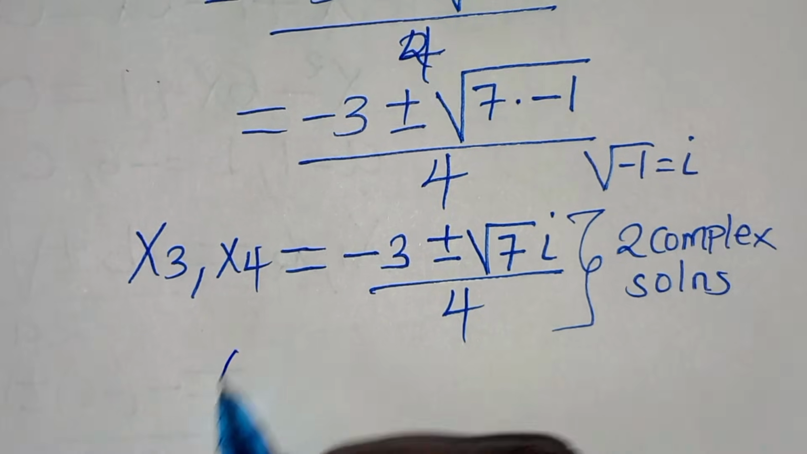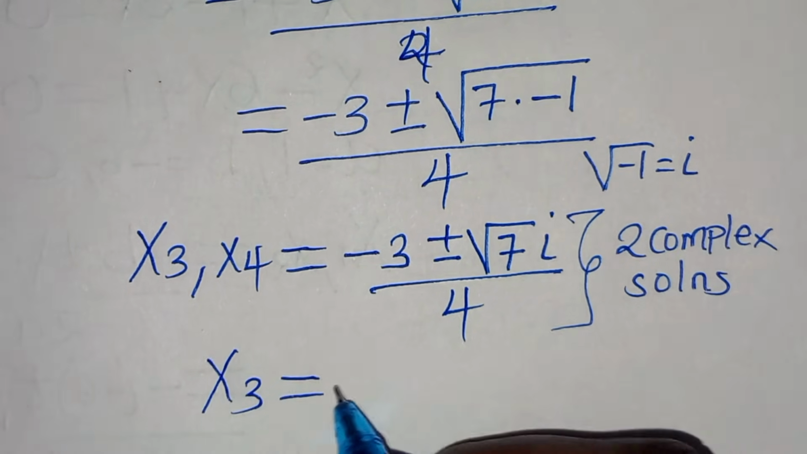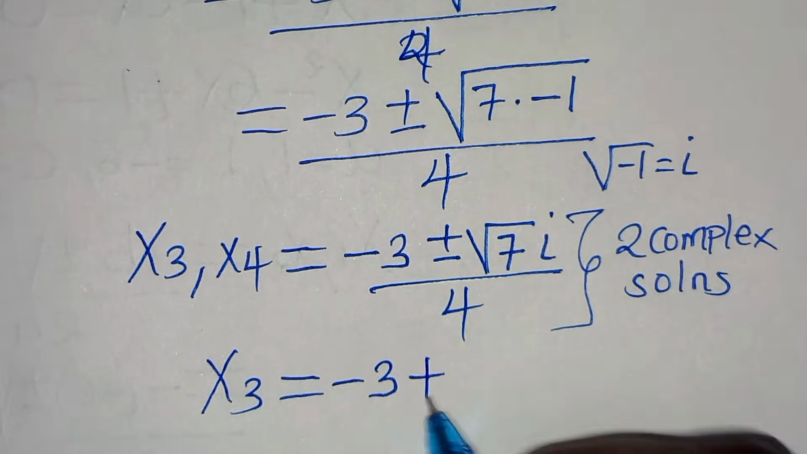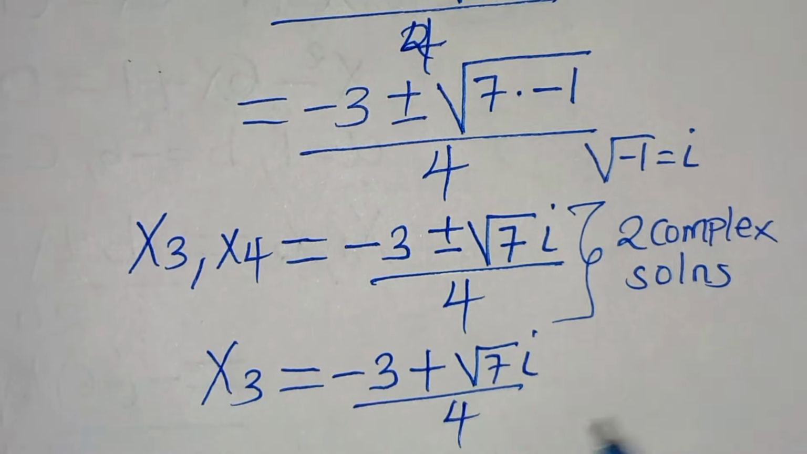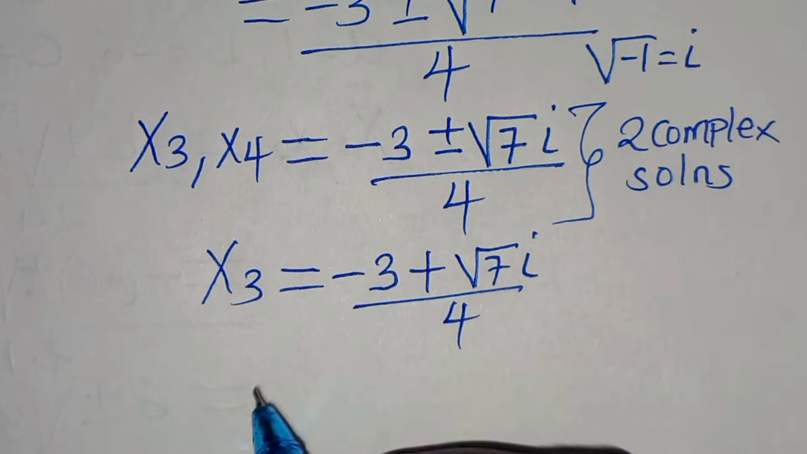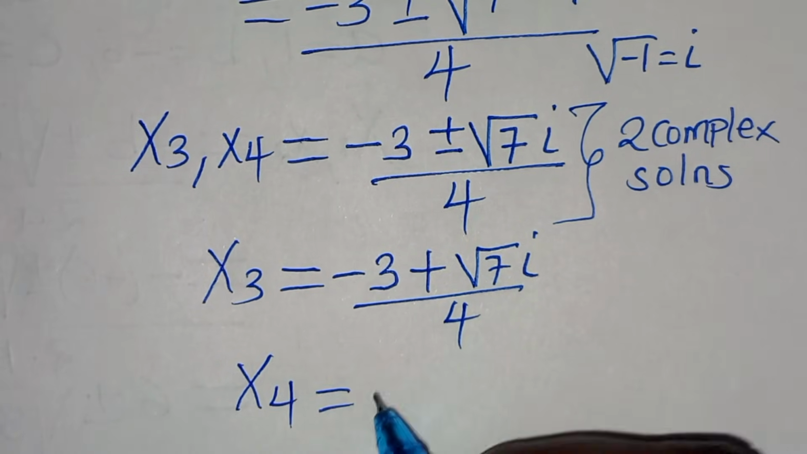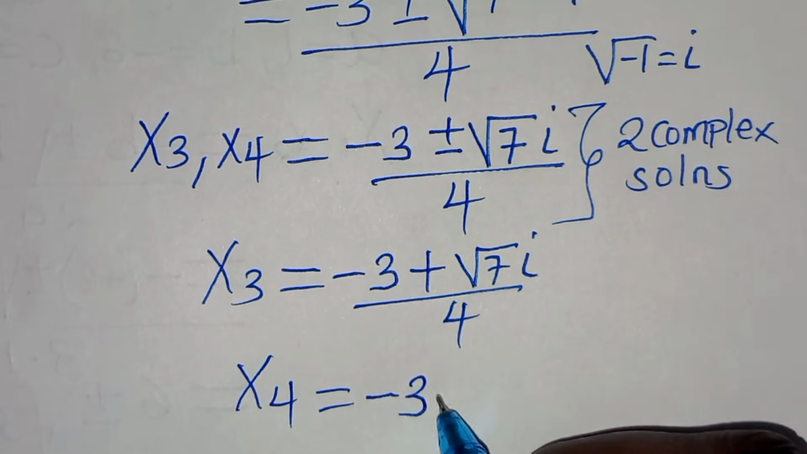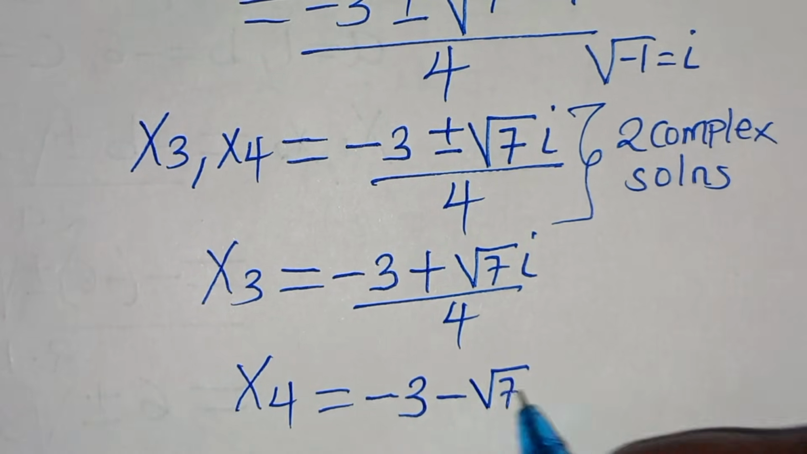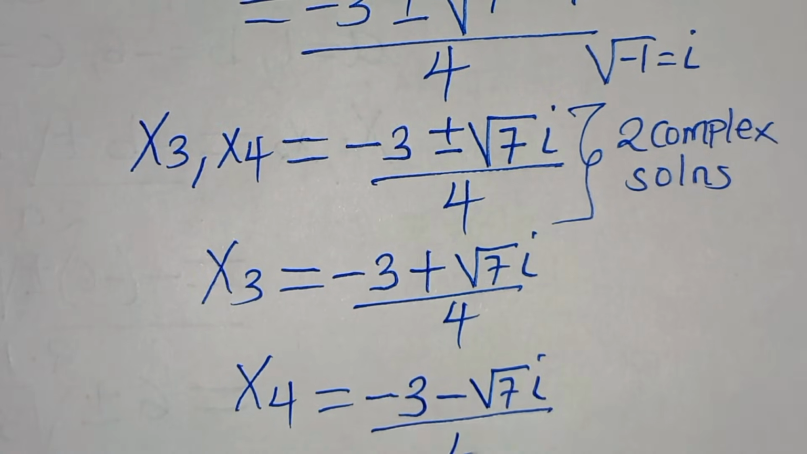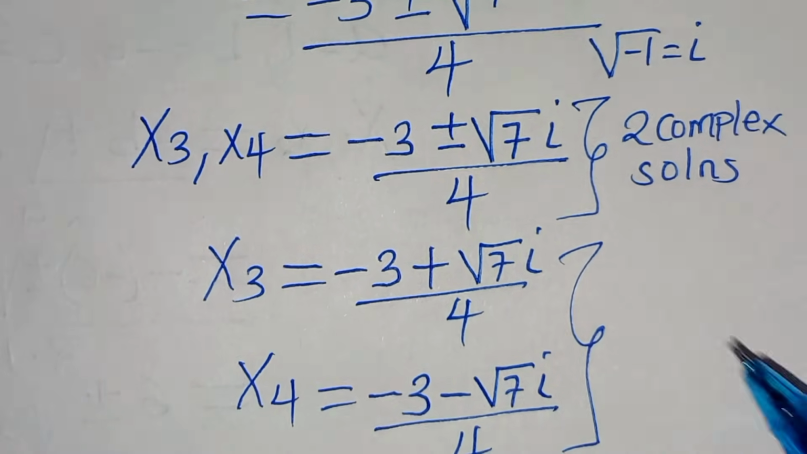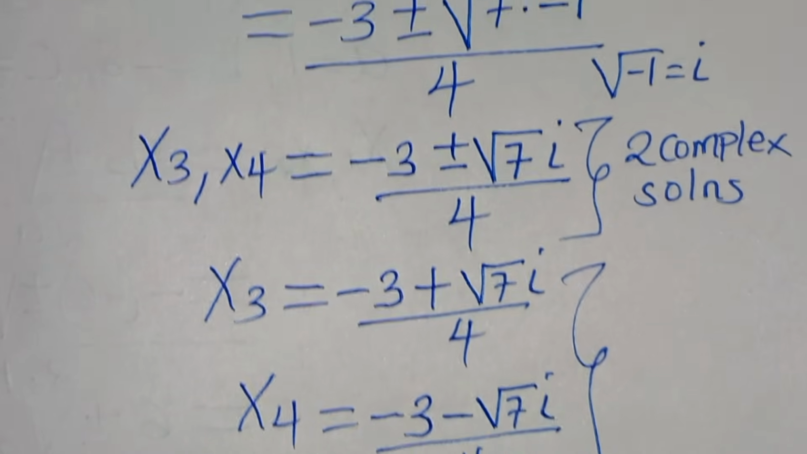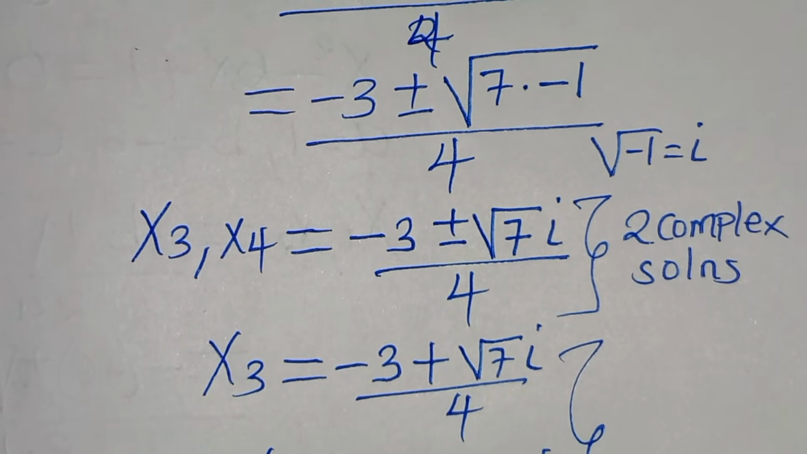And therefore, x3 is equal to minus 3 plus square root of 7 i divided by 4. And then we have x4 is equal to minus 3 subtract square root of 7 i divided by 4. So these are two complex solutions. So we have two real solutions and two complex solutions.